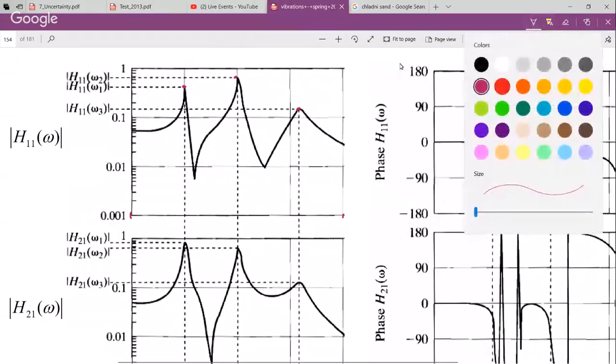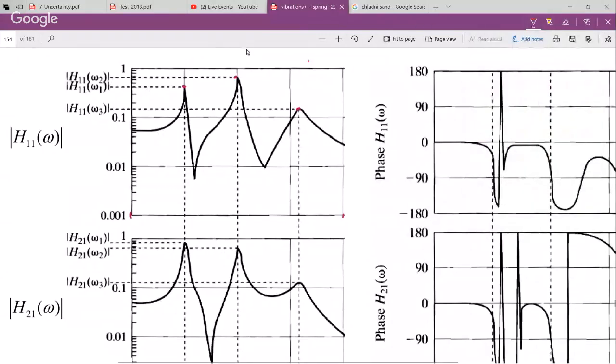Think back to that figure I just showed you. What if we grabbed the accelerometer and moved it to point 2, and still hit the hammer at point 1? Don't worry about math. What do you think is going to change? The magnitude, yeah. Do you think we'll get the same frequencies? You're right.